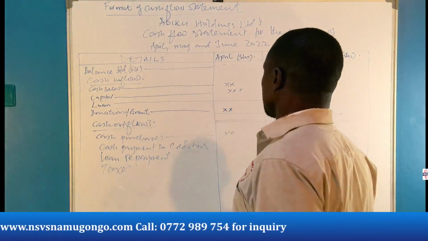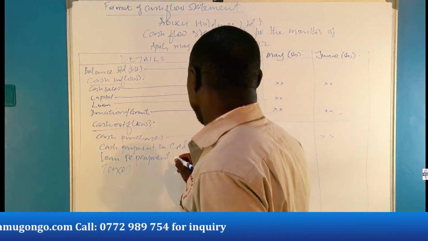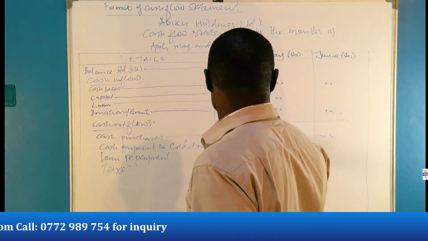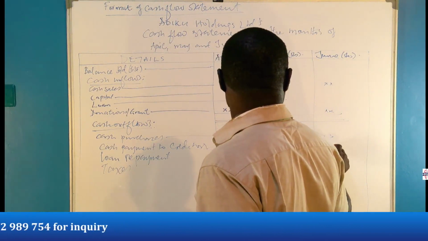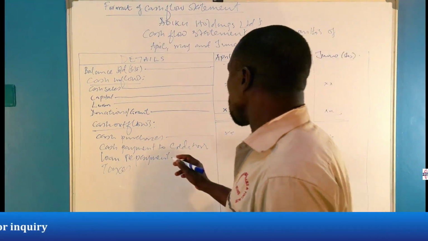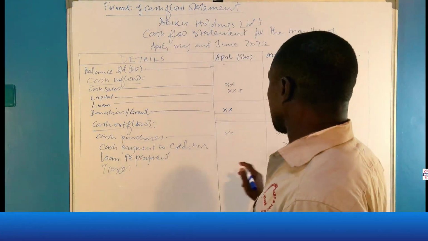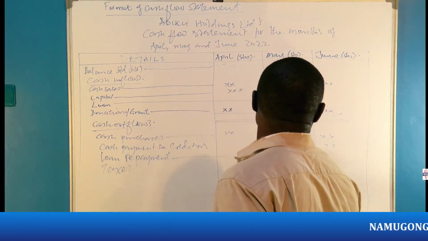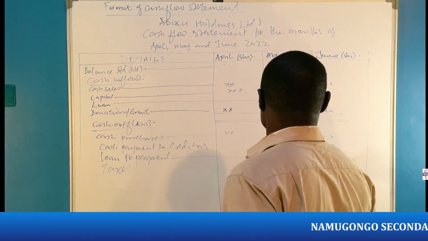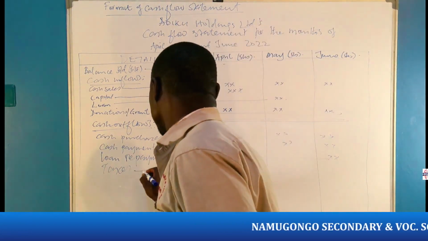Cash purchases, we can put them here. Payment to the creditors, maybe we're only starting in May, only once. Loan repayments probably started in the last month, which is here. Taxes would be monthly.